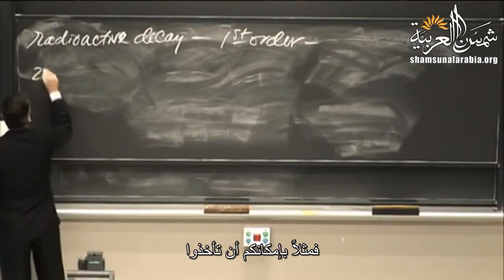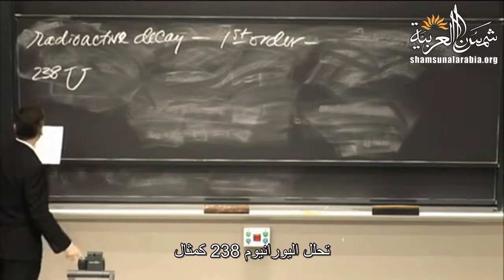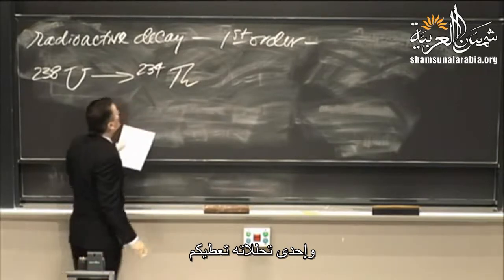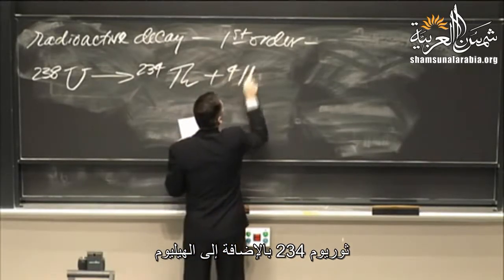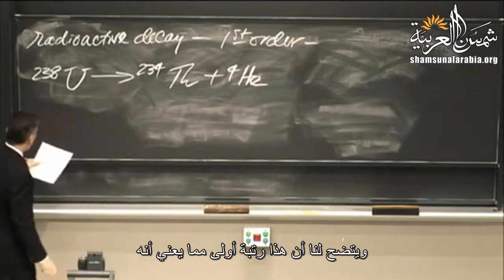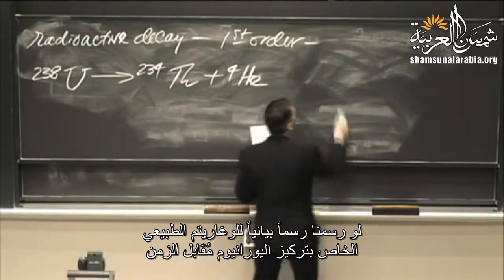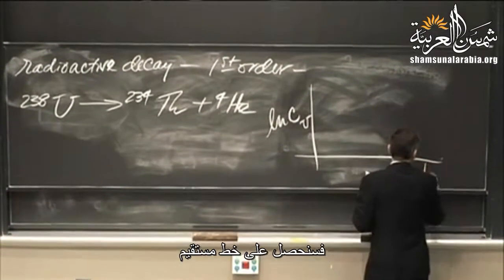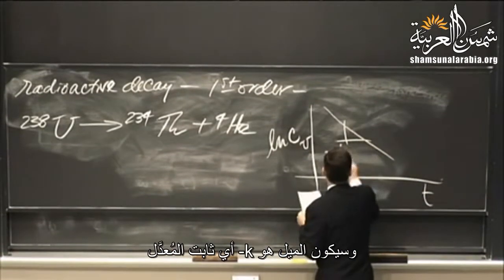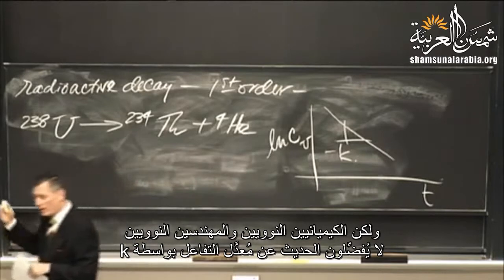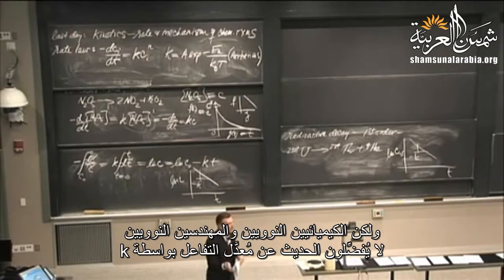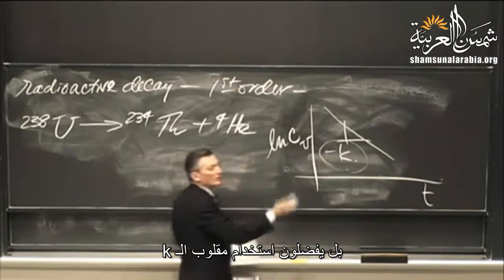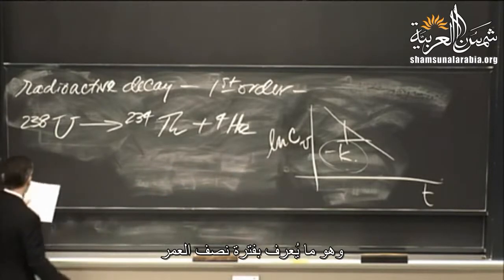So for example, you could take something like the decomposition of uranium-238. One of its decompositions gives you thorium-234 plus helium. All right? And it turns out that this is first order, which means that if you were to plot the natural log of the concentration of uranium versus time, you get a straight line, and this slope would be the k, the rate constant. But it turns out that the nuclear chemists, nuclear engineers prefer not to talk about the rate of reaction in terms of k, but instead they like to use the inverse of k, which is the half-life.